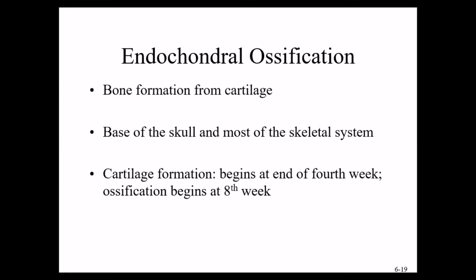Now, the second main type of ossification is endochondral. Remember, this means cartilage, and so it takes place within cartilage. You basically start out with a cartilage type model, and I'll show you a figure with this as well. This happens in the bones at the base of the skull and pretty much everywhere else in the skeletal system. You start forming cartilage at the end of the 4th week of prenatal development, and then the process of bone formation, ossification, begins at the 8th week.